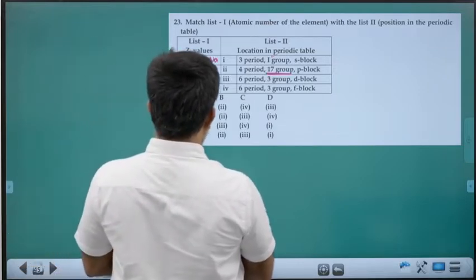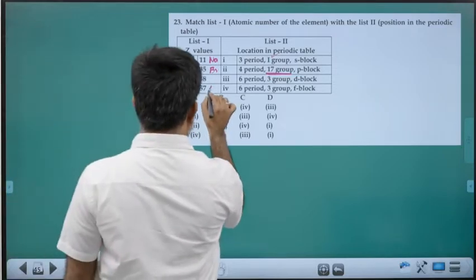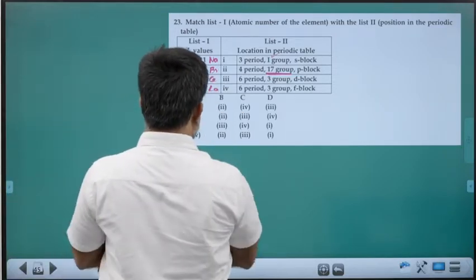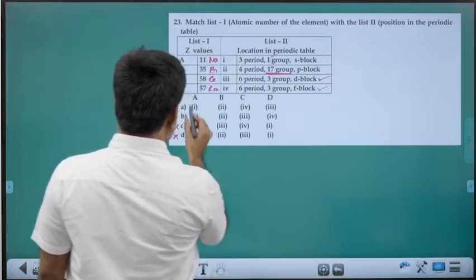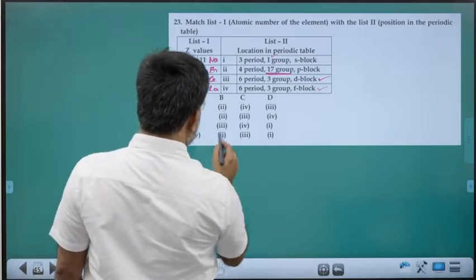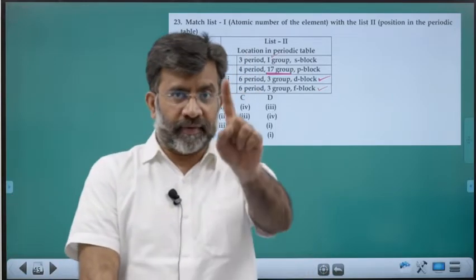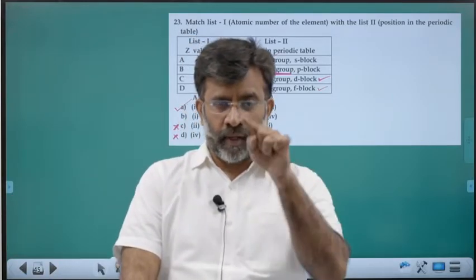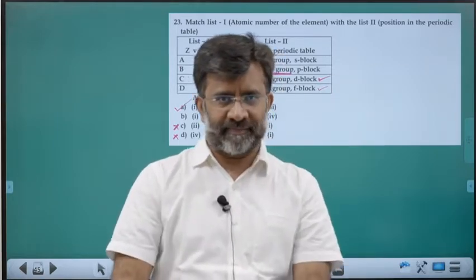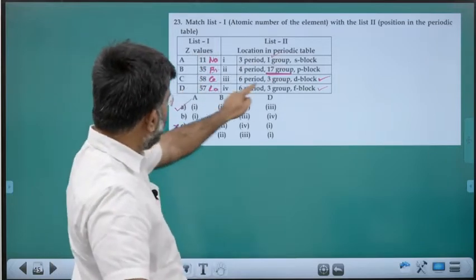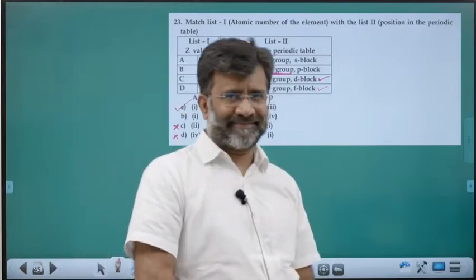Now see if you get your answer. C: 58, 57. 57 is lanthanum, 58 is cerium. Lanthanum is in d block and cerium is in f block. So C4 D3 is the correct answer. Option A: lanthanum 57. After 57 lanthanum, 58 to 71, cerium to lutetium, are f block elements. So 58 cerium is in f block. C4 takes you to the answer. Okay, next.